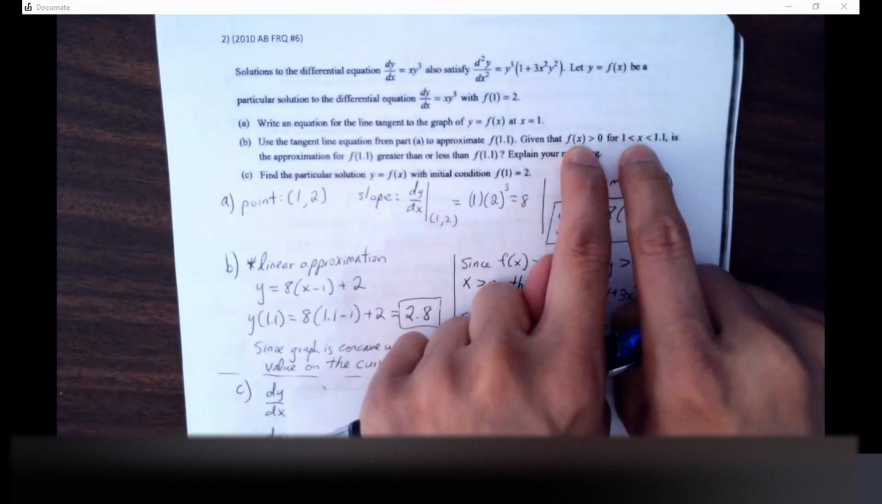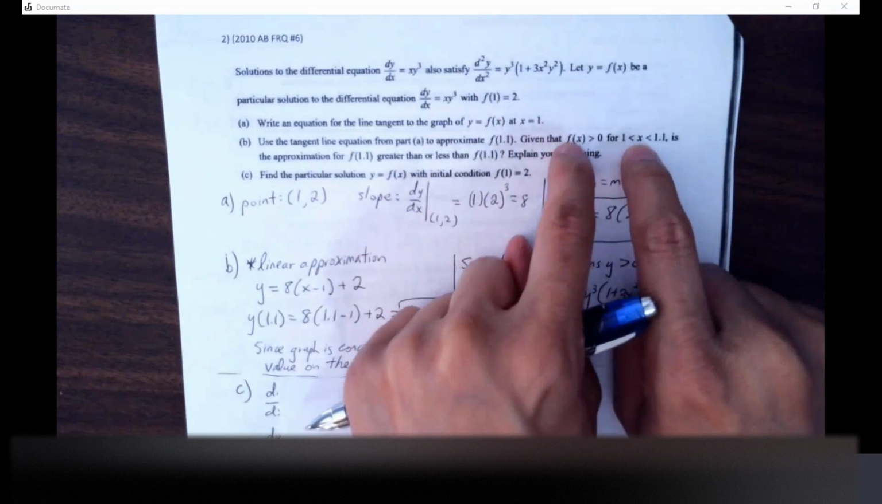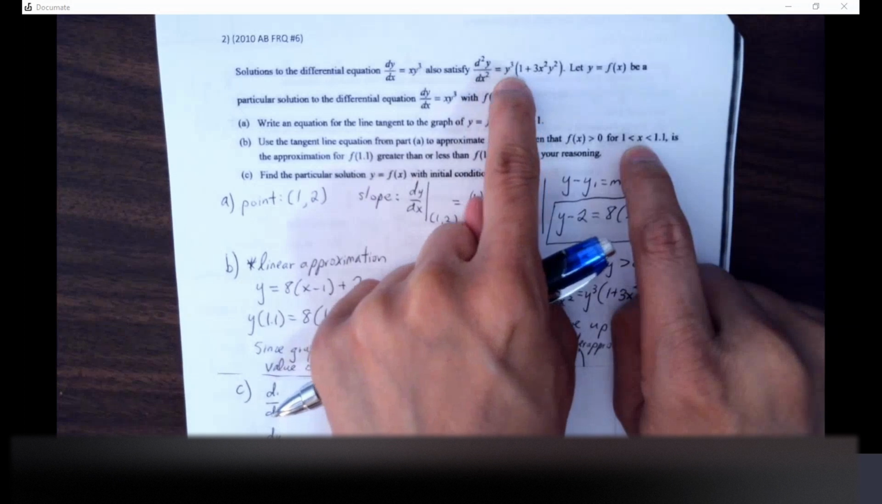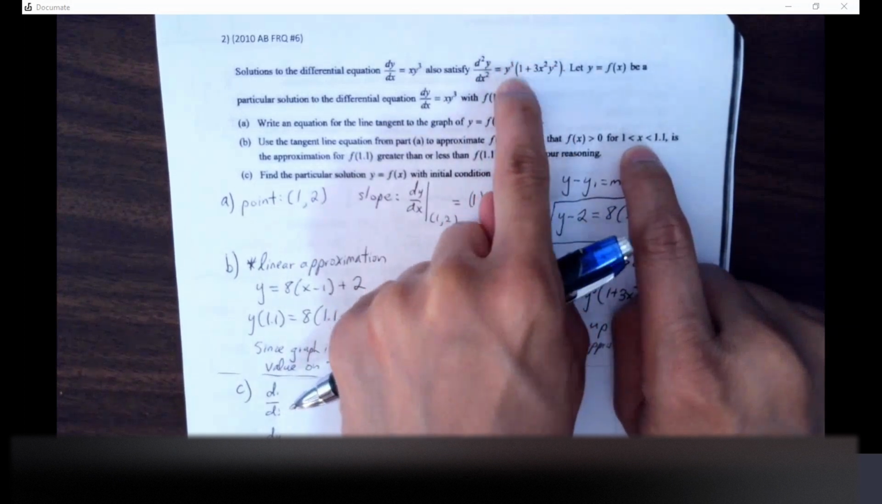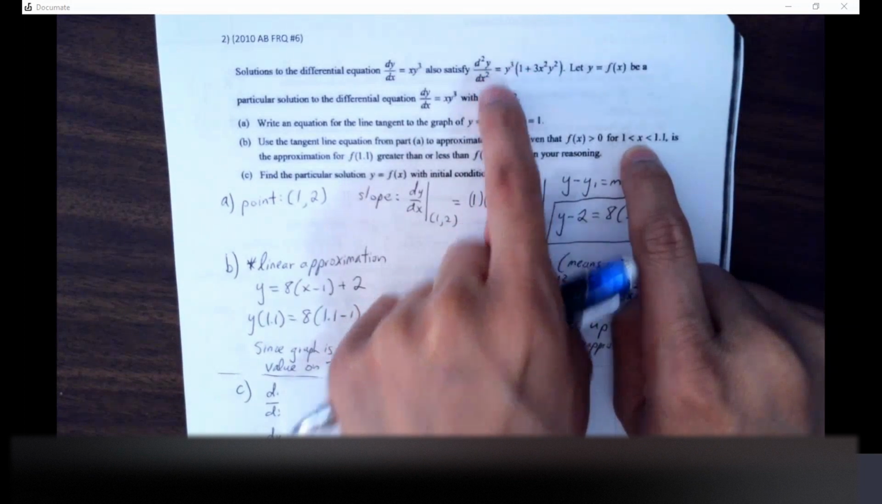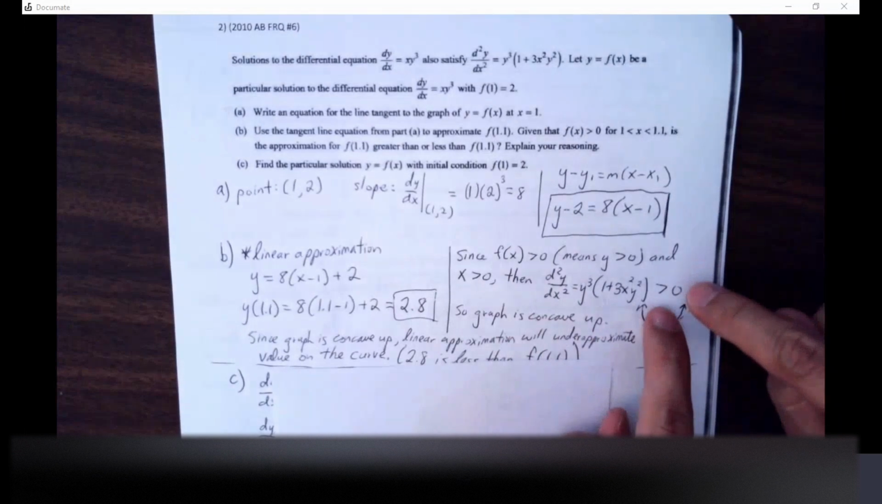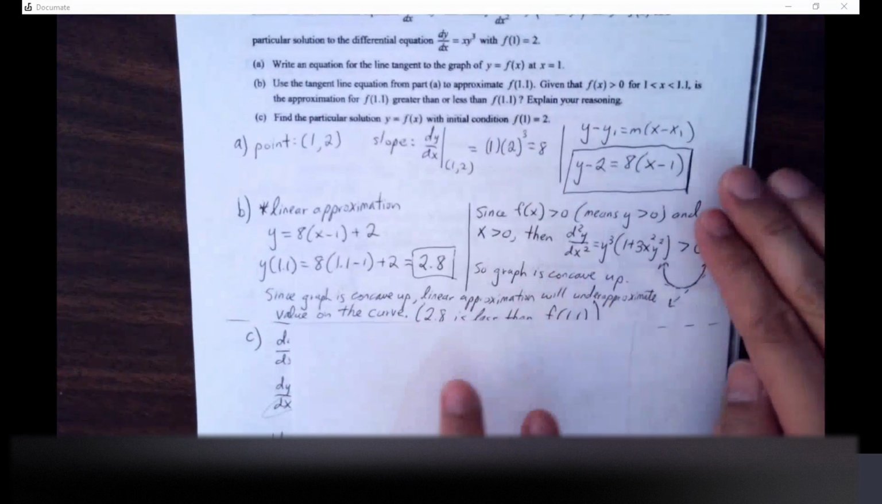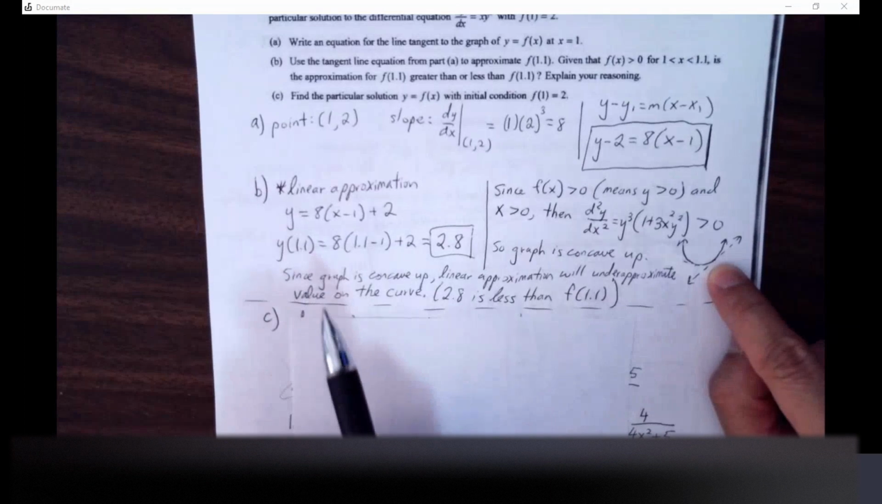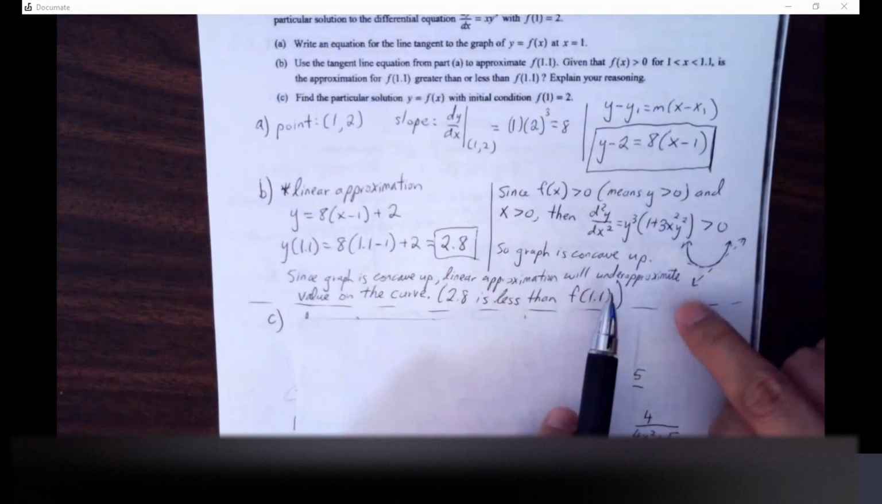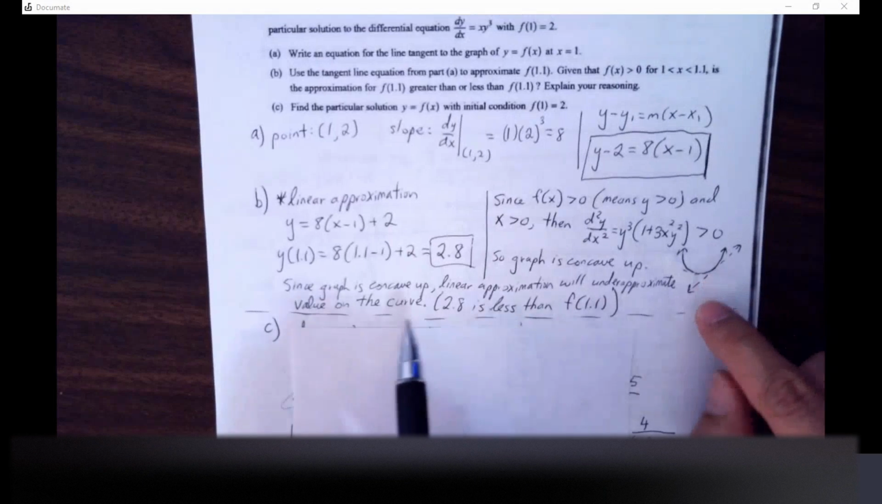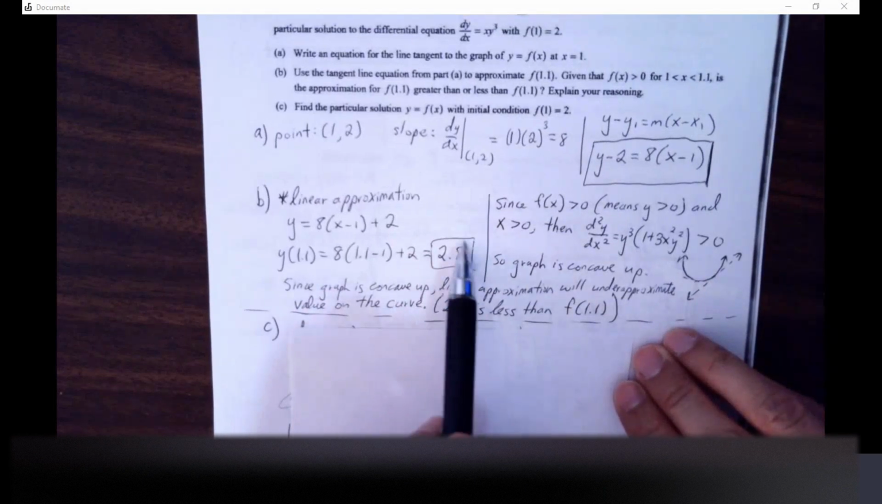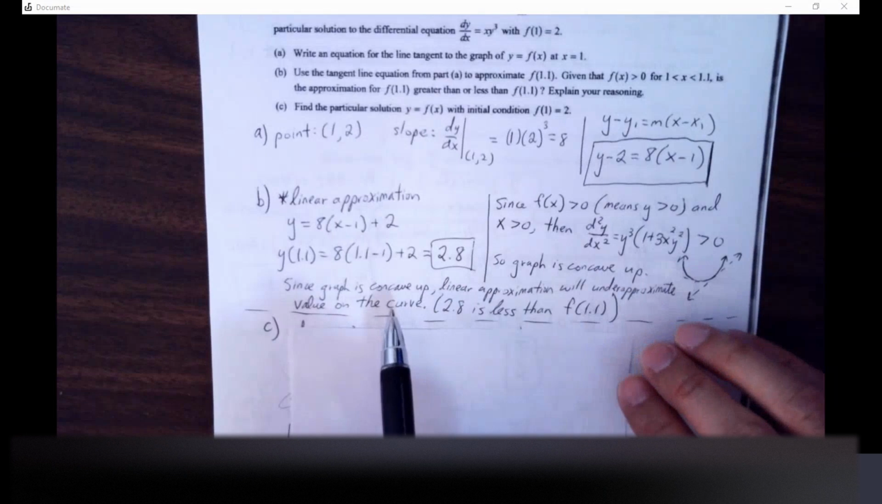So if we know that x and y are both positive, then if I were to evaluate the second derivative function, if y is always positive and x is always positive, then there's no chance that this expression can ever be negative, right? And if this is always positive, that means my second derivative is positive, which is concave up. Okay, so that's what we're trying to get to. If we know that the graph is concave up, then we have our entryway into figuring out this answer. Since our graph is concave up, linear approximation is going to under approximate the value on the curve. It's going to be below the curve. So therefore, we know that 2.8, this linear approximation, is going to be lower than the actual f of 1.1 on the curve.